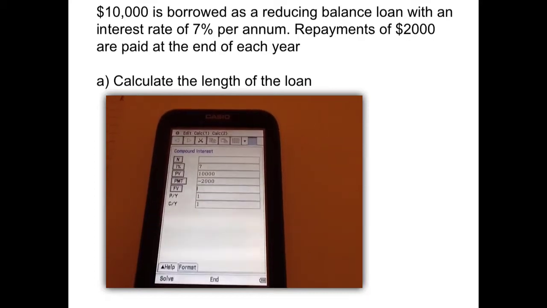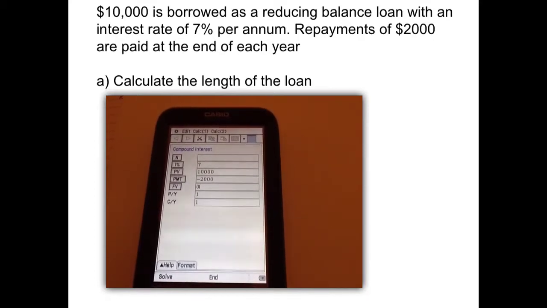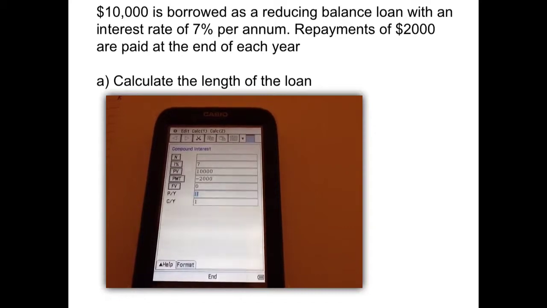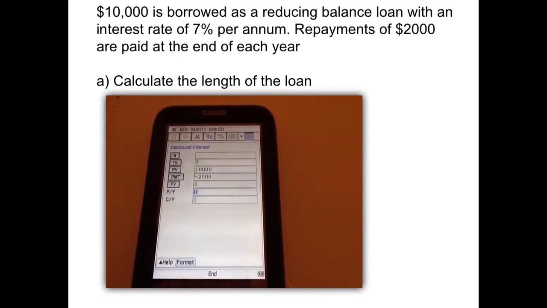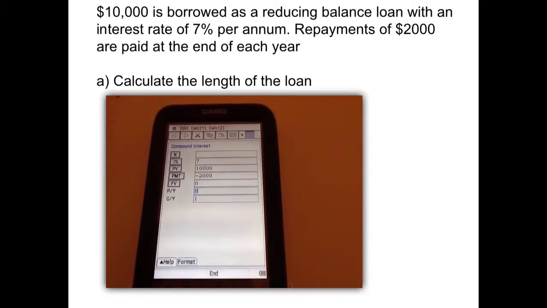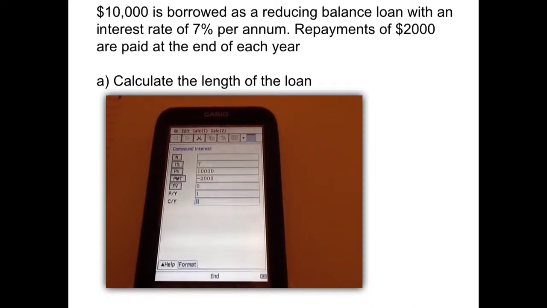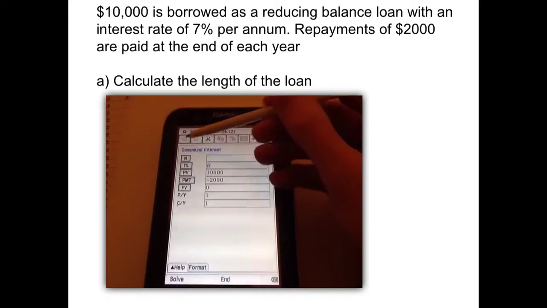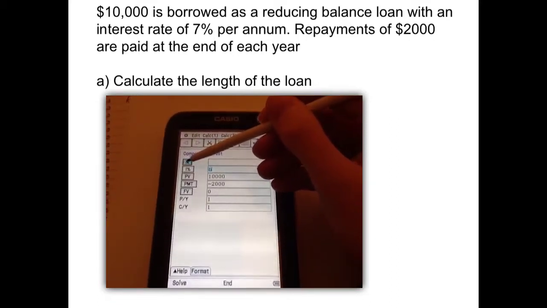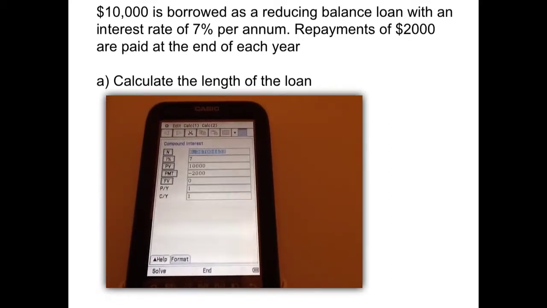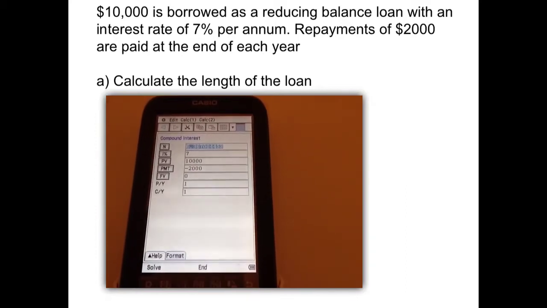The future value of the loan is 0 because we don't want to owe anything, and we know we're making payments every year, once a year, and interest is compounded once a year. To then solve how many years, we just click on N, and it tells us it's 6.37 years, which rounds to 7 years.